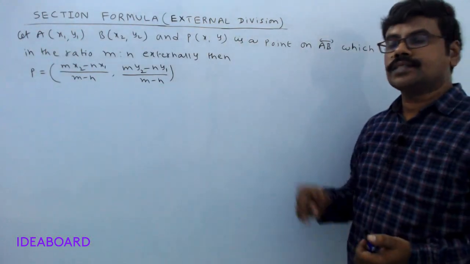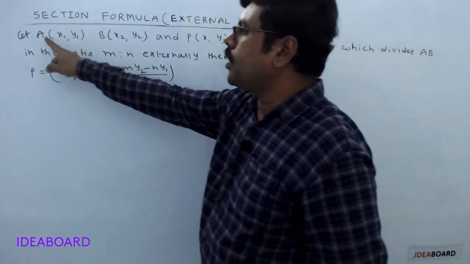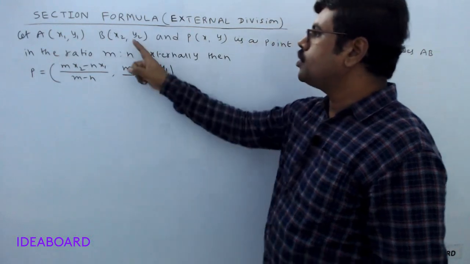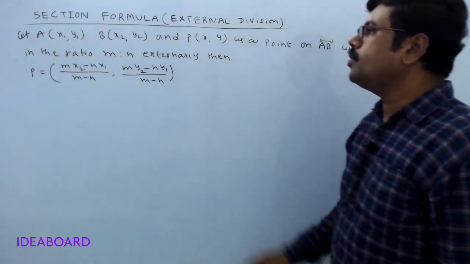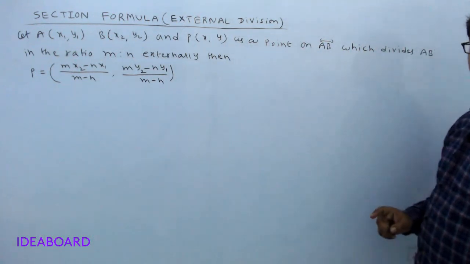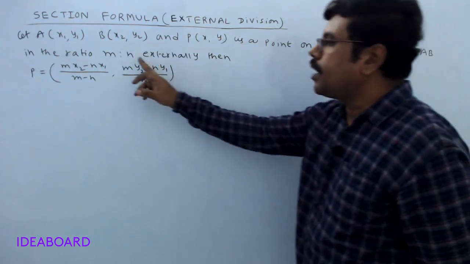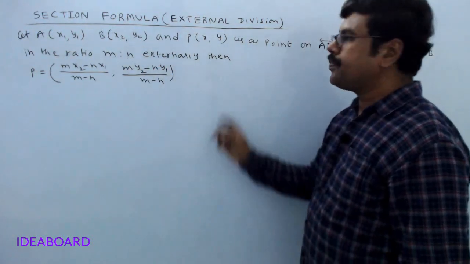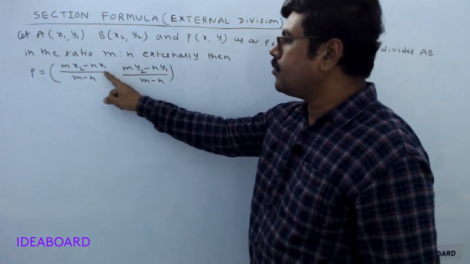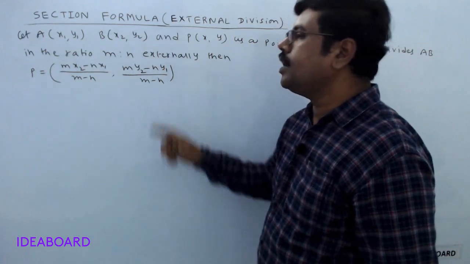Now come to the external division formula. What is the statement? A is a point whose coordinates are x1, y1. B is a point whose coordinates are x2, y2, and P(x, y) is a point on the line AB. This point P divides AB in the ratio m:n externally. Then the coordinates of point P are (mx2 minus nx1) divided by (m minus n), (my2 minus ny1) divided by (m minus n).